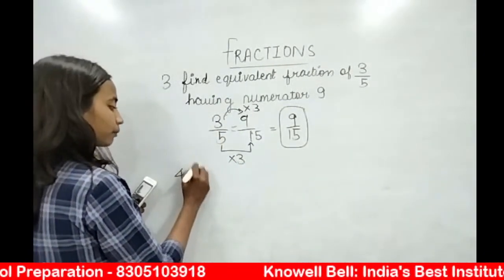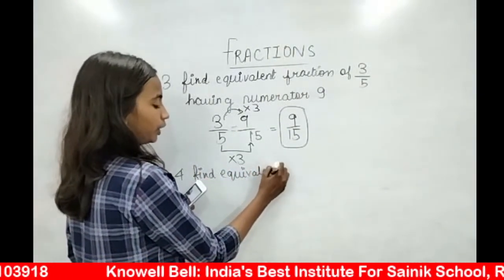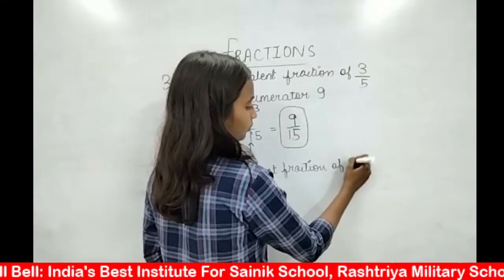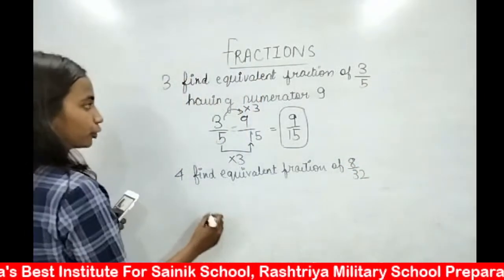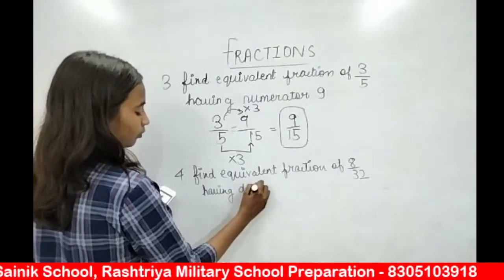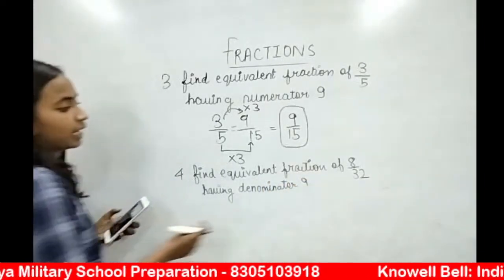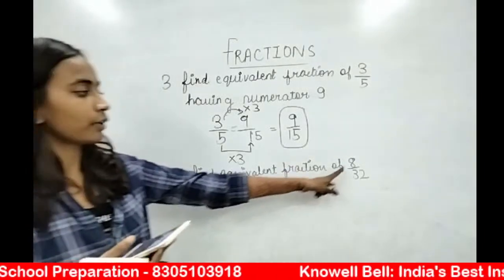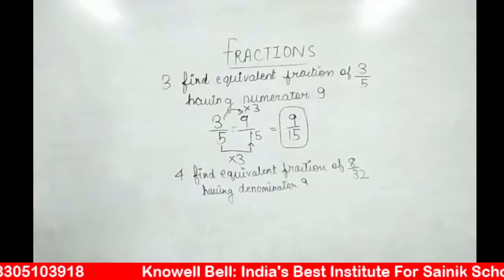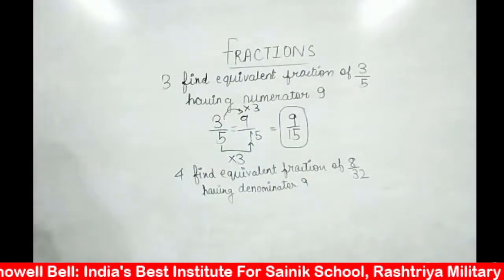Question number 4. Find the equivalent fraction of 8 by 32 having denominator 9. Go ahead. This time the denominator has to be 9 and the equivalent fraction of 8 by 32. This is easy. Slowly, slowly we will move towards the difficult questions.